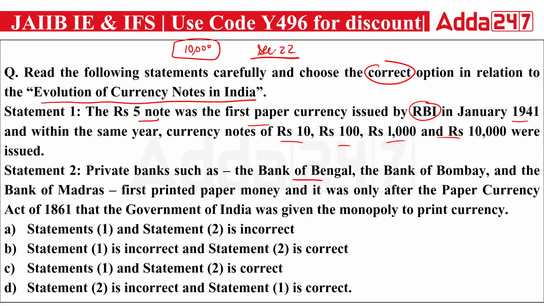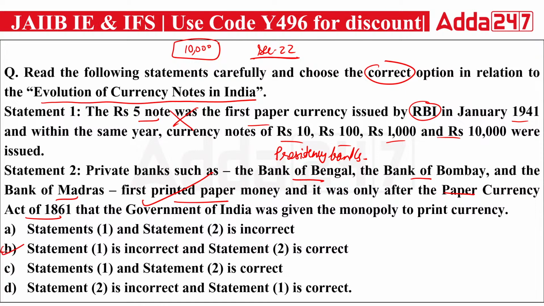The second statement says private banks like Bank of Bengal, Bank of Bombay, and Bank of Madras, these are the presidency banks, and all these presidency banks first printed paper currency under the Paper Currency Act 18. Earlier, before RBI, the British government of India had a monopoly over it. So the first statement is not true, but the second is true. Earlier, paper currency was printed under the Paper Currency Act, by the presidency banks and then the Imperial Bank, which used to print the currency.